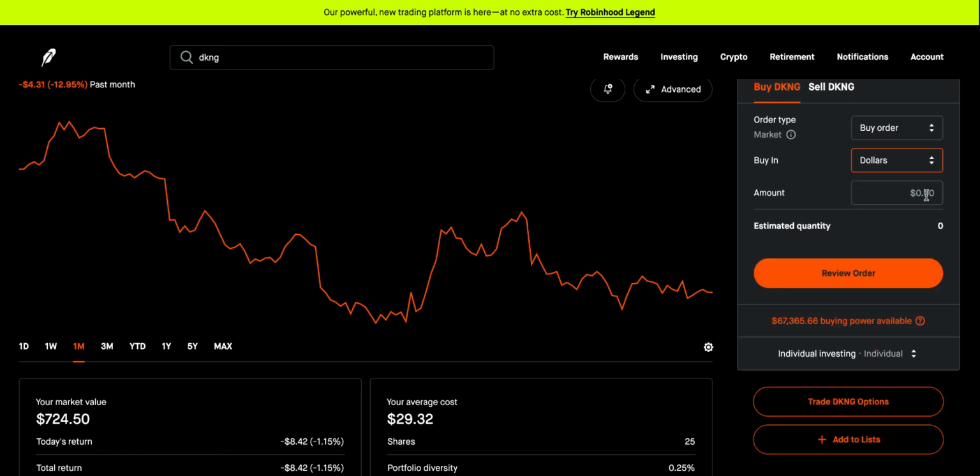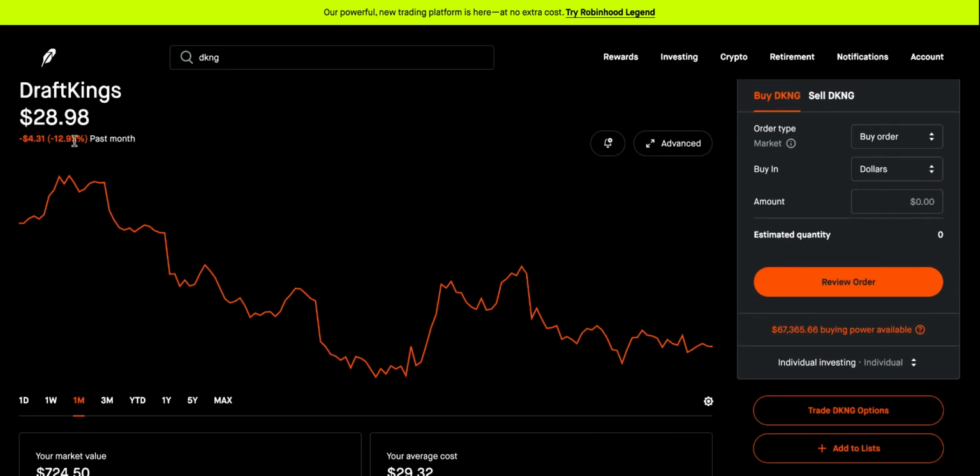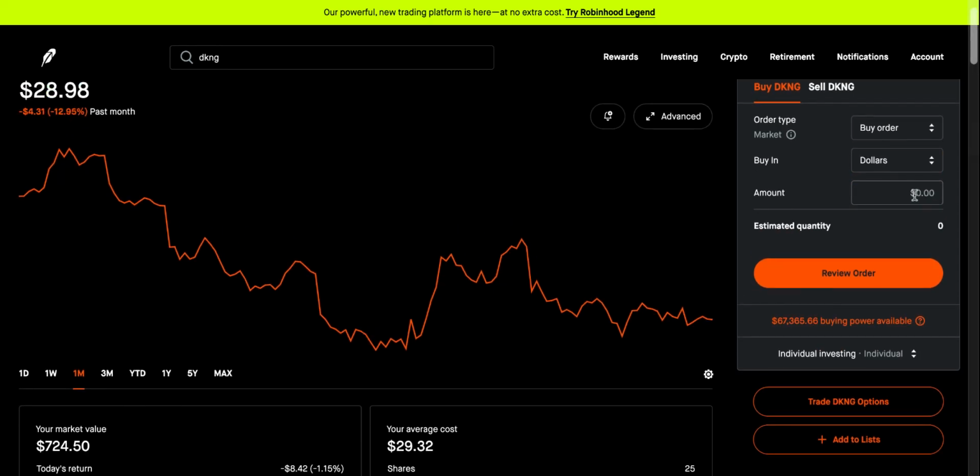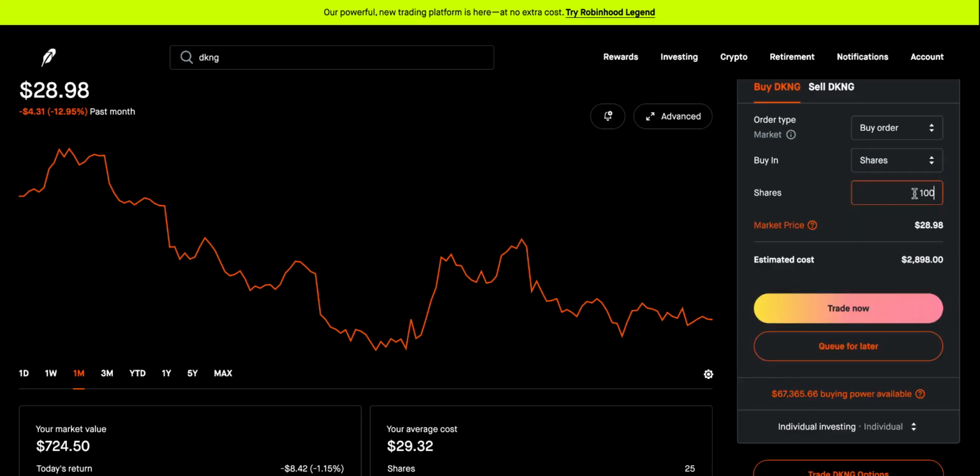So you could put dollars, put the amount. Again, DraftKings is, give or take, about $29. So you can come down here and do $10. That's 0.34 of a share. Or if you wanted to buy it in bulk, buy 100 shares. That'll cost you about $2,900. Okay, so that's the buy order.